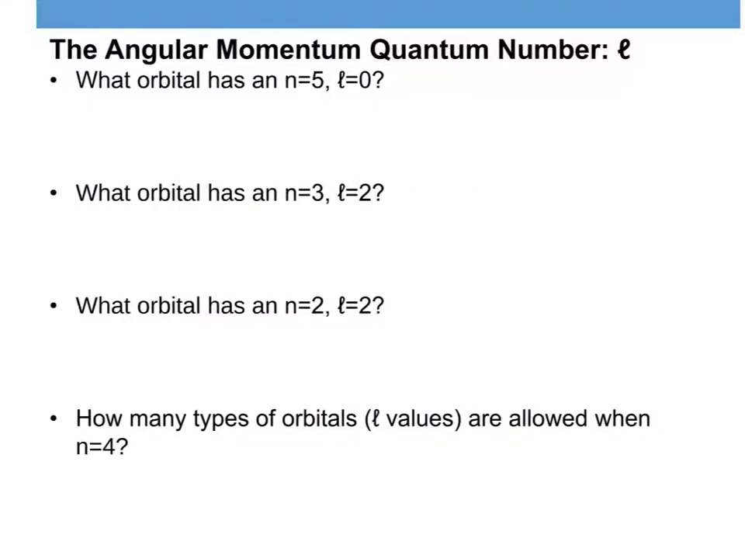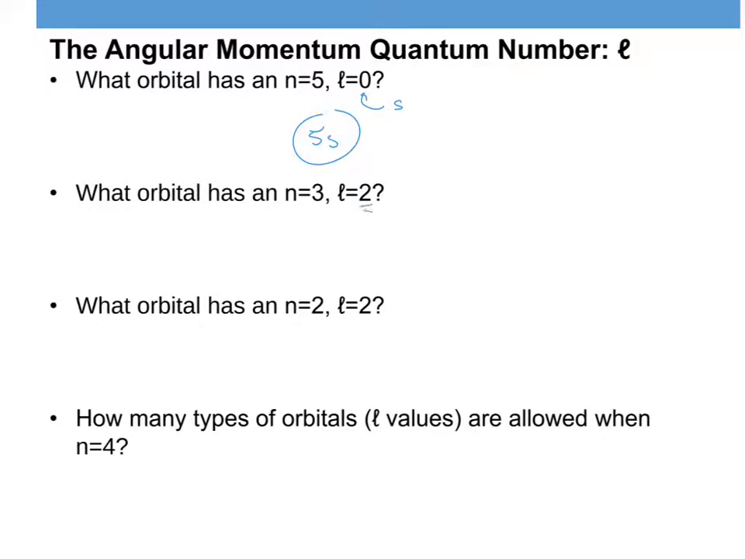You can also be asked other questions, kind of like this here, right? So what orbital has an n equals 5 and an L equals 0? Well, I know L equals 0 is talking about s orbital, so this must be a 5s orbital, right? Because the principal number is 5, so you put a 5 in front, and it's an s, which corresponds to when your L equals 0.